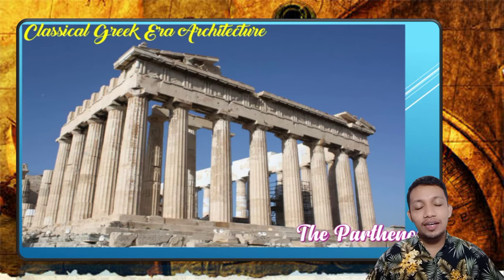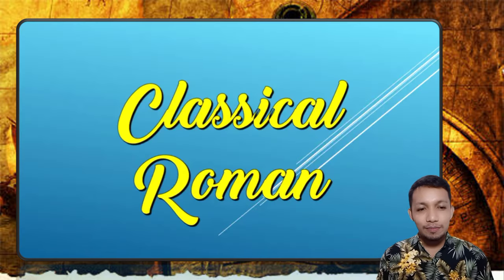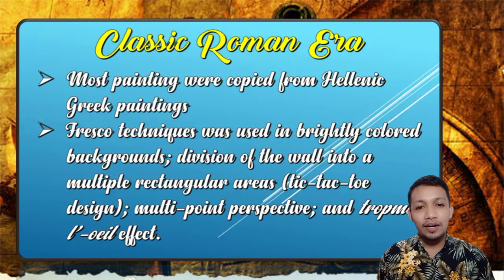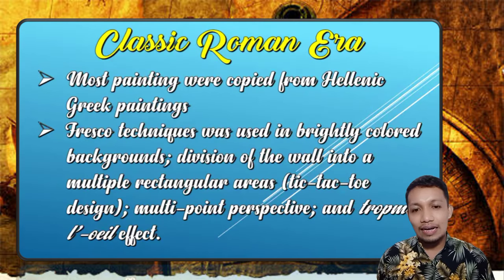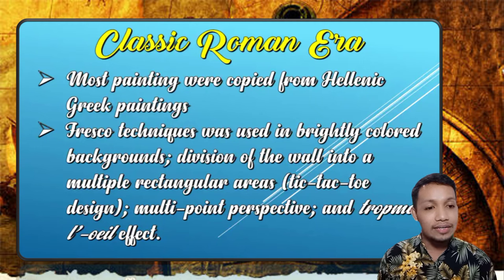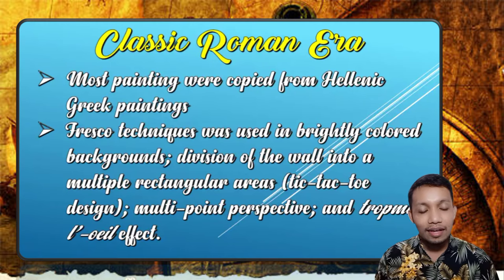Learners, we're done with classical Greek art. Let's proceed to classical Roman art. Classical Roman art is characterized as follows: most paintings were copied from Hellenic Greek paintings. Fresco techniques were used in brightly colored backgrounds. Division of the wall into multiple rectangular areas, tic-tac-toe design, multi-point perspective, and trompe l'oeil effect.